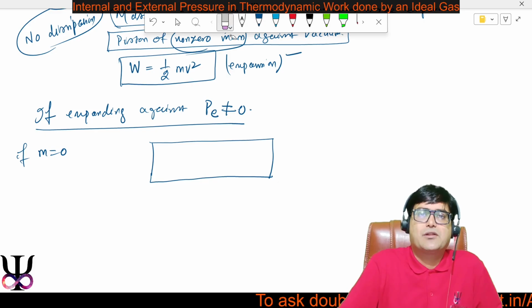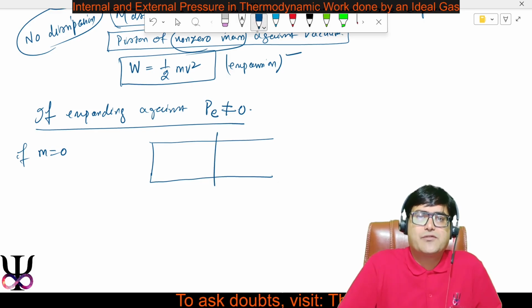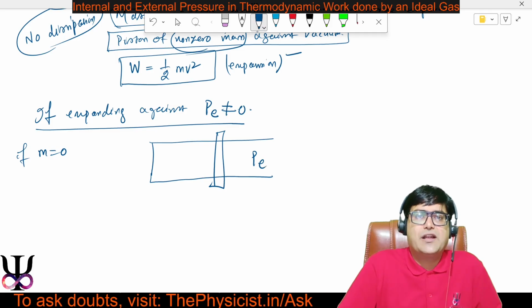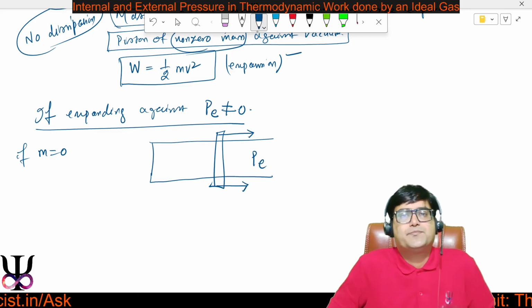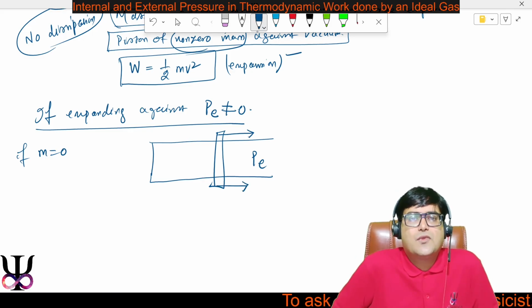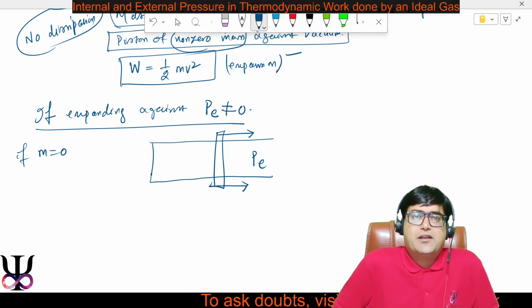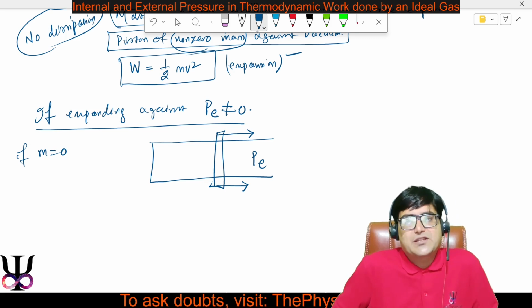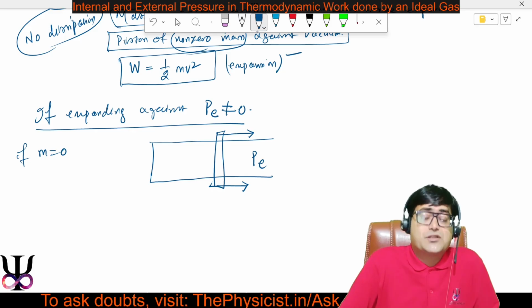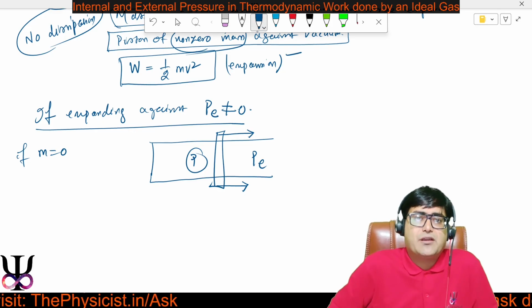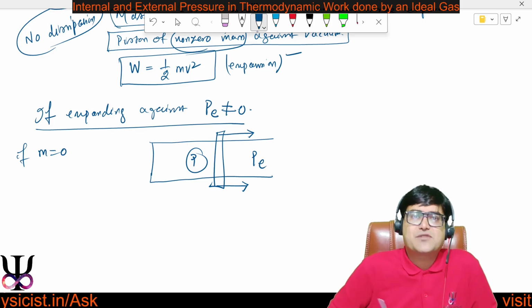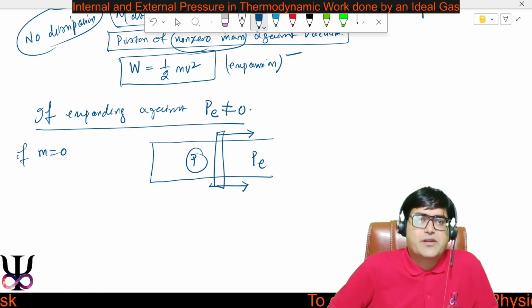Imagine the piston is here, and let's suppose there is some P external, and the mass of the piston is equal to zero. Now what happens? Of course, I said you can't directly use the external pressure, because when you're considering the work done by the gas, you have to consider the internal pressure P. I can write it as P_I, but I'm just writing P to mean internal pressure.